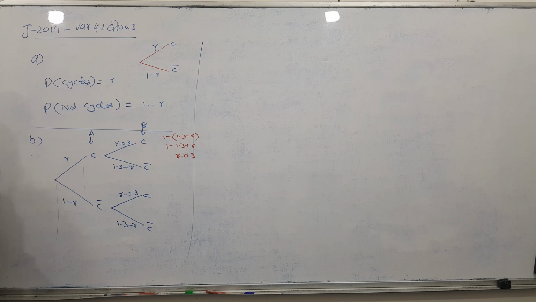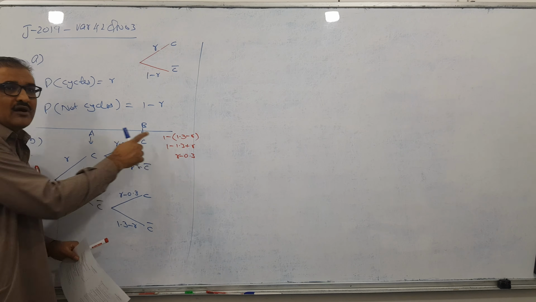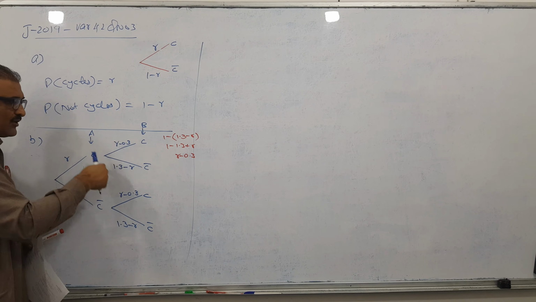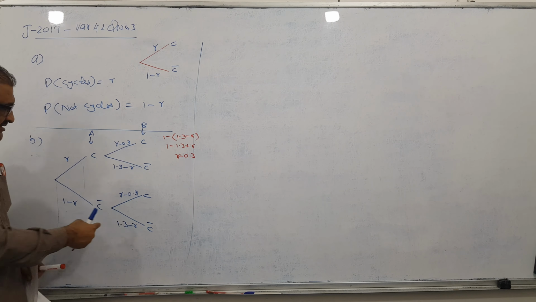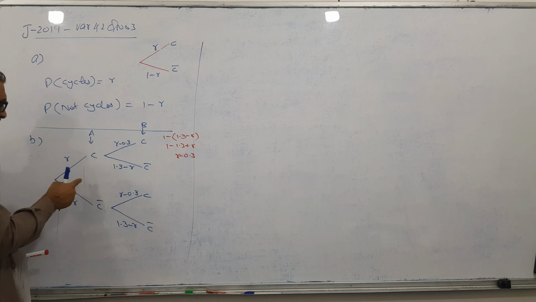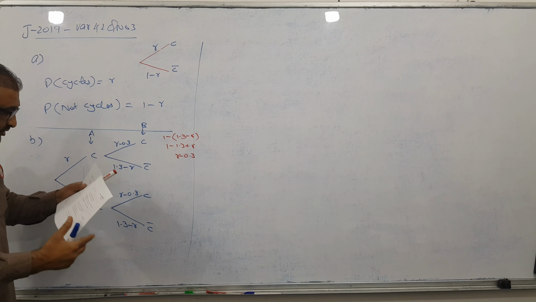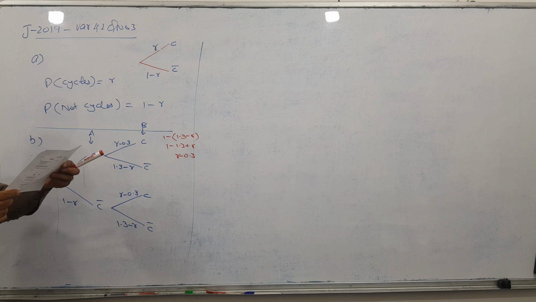Now I hope these both branches are very clear. Why do I subtract from 1? As I said before, the sum of the branches is always 1. The sum of these branches is always 1, and the sum of these branches is always 1.